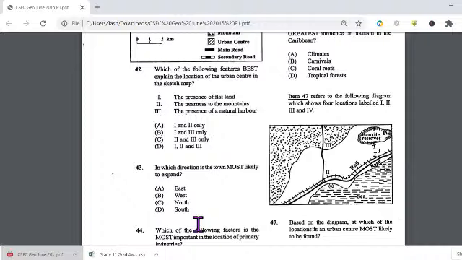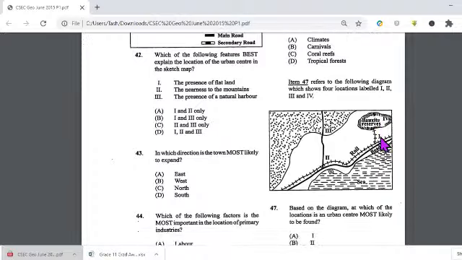47 refers to the following diagram, which shows 4 locations labeled 1, 2, 3, and 4. So we're seeing 1 right here near to the railway. We're seeing 2 here. That looks like a road. And then where's 3? 3 here looks mountainish. And 4 at the bauxite reserves.